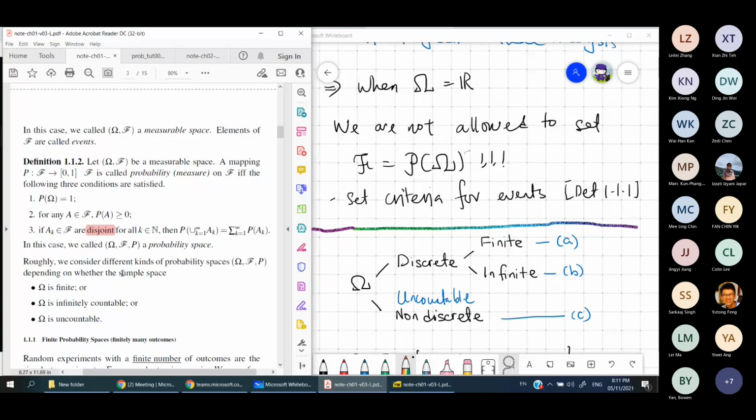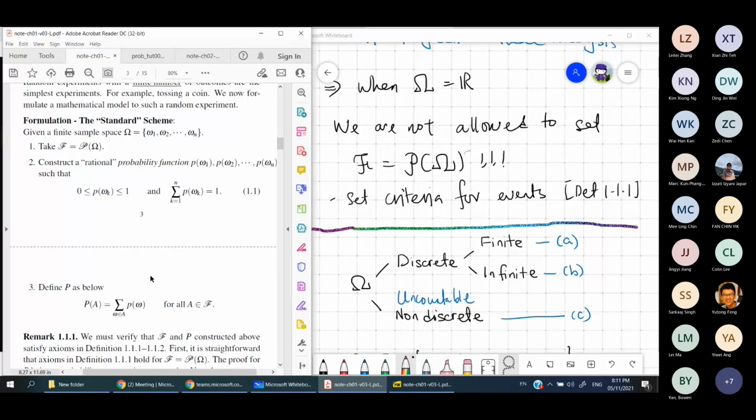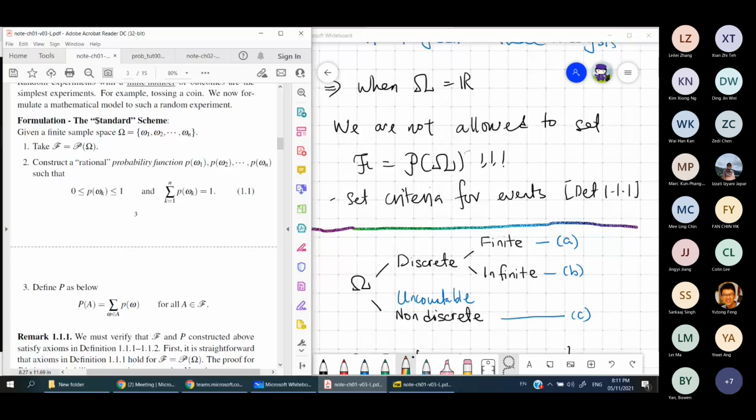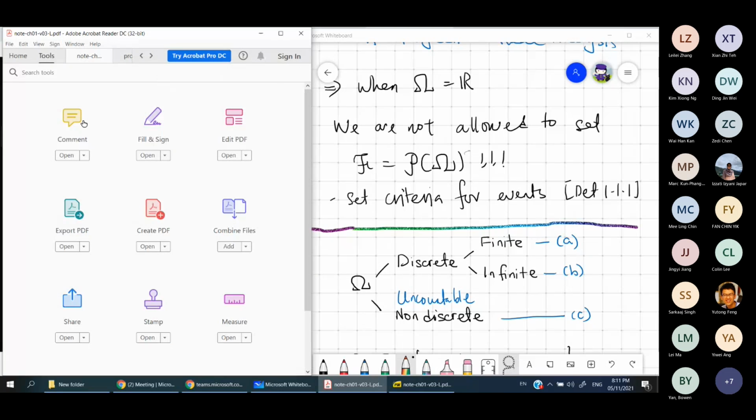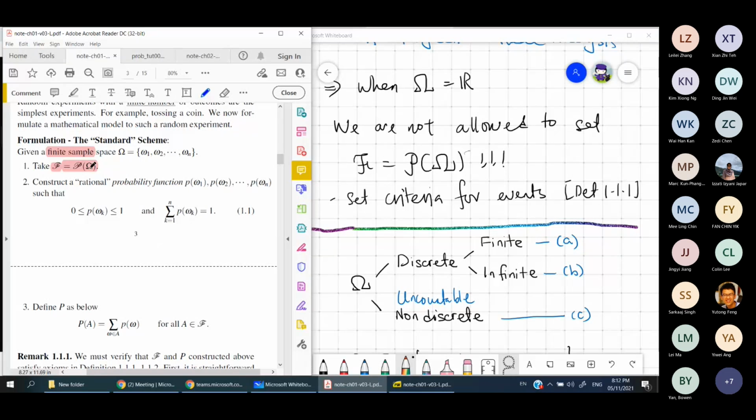Let's go through it once again. We have discussed this already. This is the formulation for the finite sample space. What we can do is simply take F to be the power set. I believe this one is proven already. So it's proven, and this definitely must be a sigma field. Next, we construct a probability function which fulfills these two criteria.